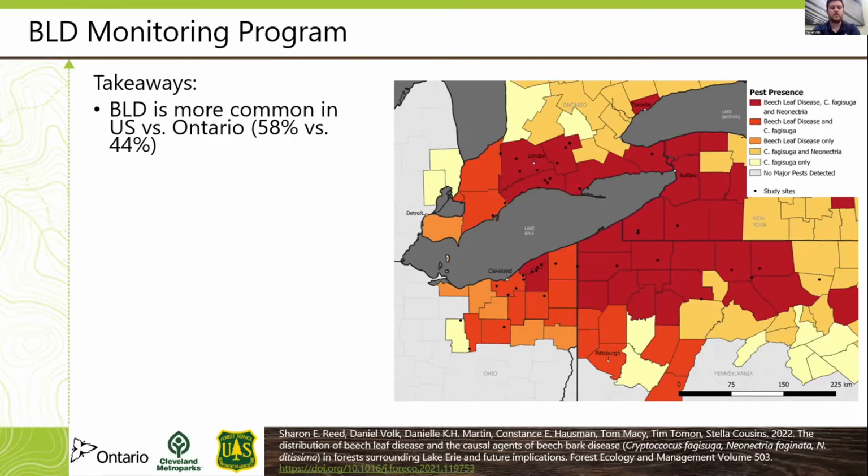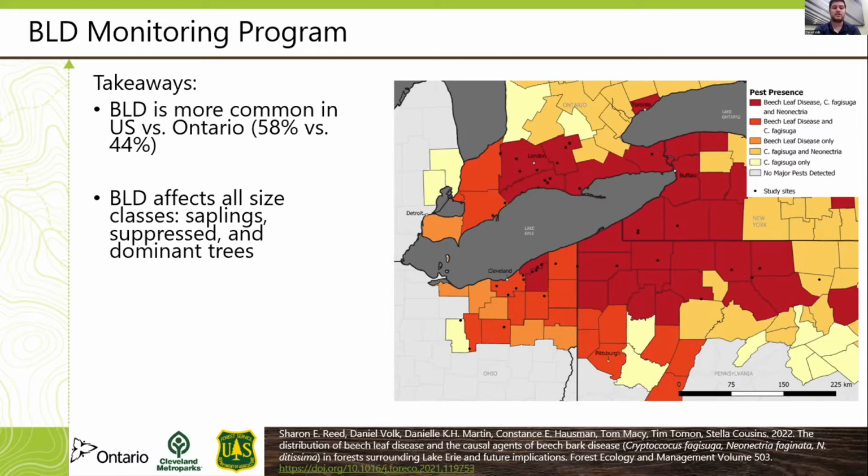So the main takeaways I want to share here, and if you're interested, the full citation for the publication is below. But really what we see is that BLD is very common across the study area: 58% of trees in the US and 44% in Ontario had it. It does affect all size classes from saplings all the way up to dominant trees.